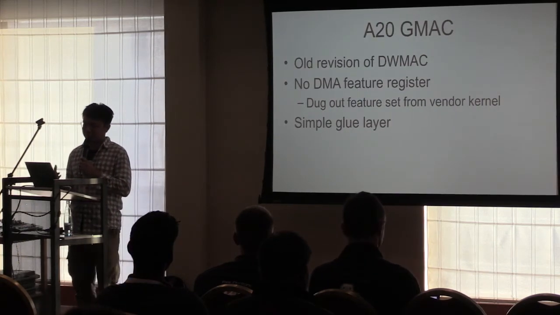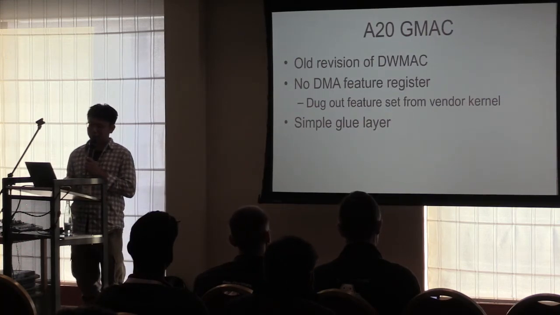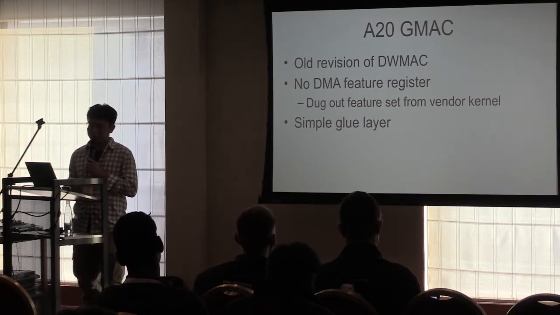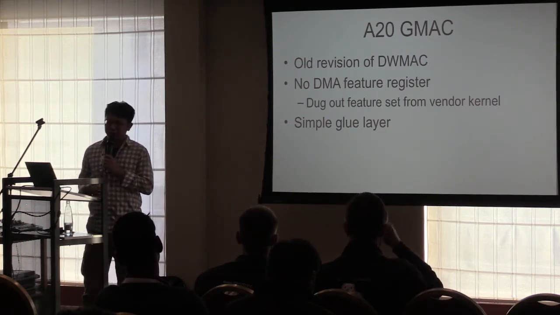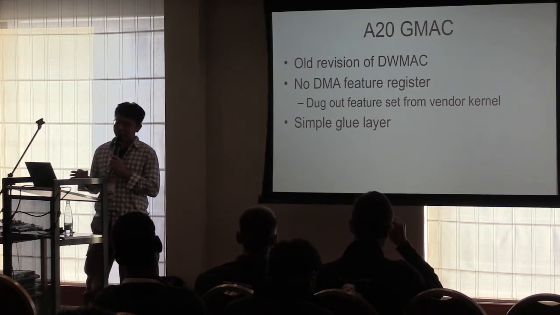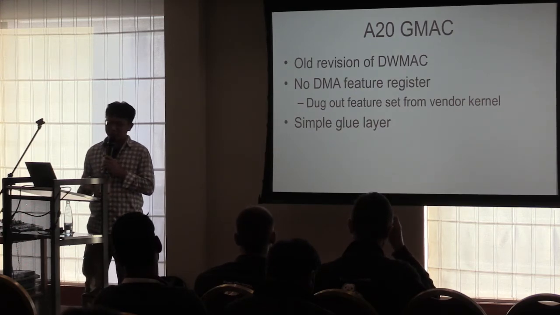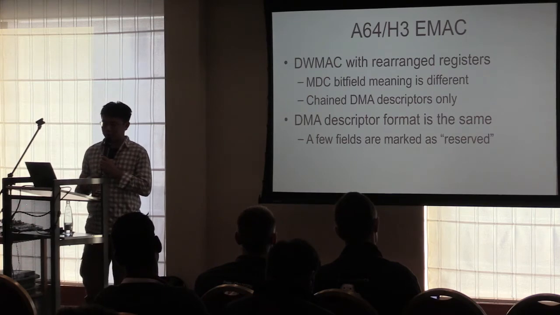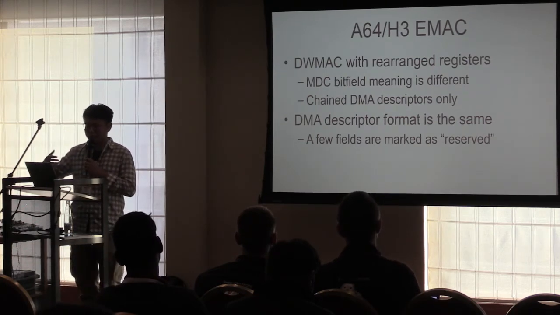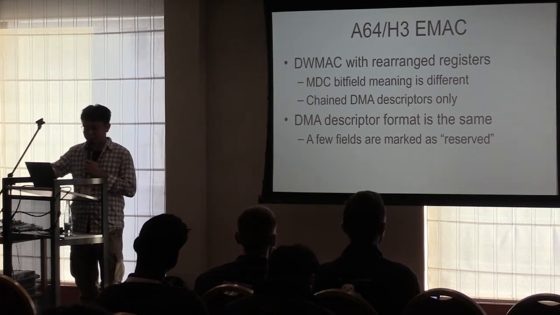Now the old version we've seen in Allwinner SoCs is a very old revision, and it doesn't have the feature register I just mentioned. So I had to dig out all the features supported by this hardware from the BSP kernel, and then put them into the driver. Then there's also a glue layer around this, and it's pretty standard stuff for Ethernet controllers. I think all platforms have the same design; it's just a different way of accessing them, normally a syscon register. And later, Allwinner SoCs had this weird EMAC. It was a DWMAC with rearranged registers, and some of the bit fields have different meanings for the various values.